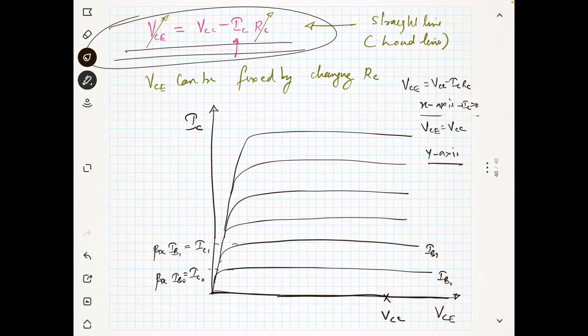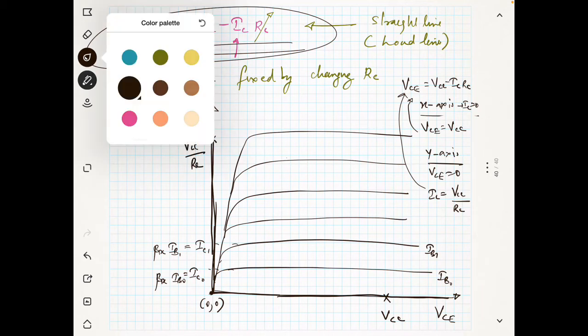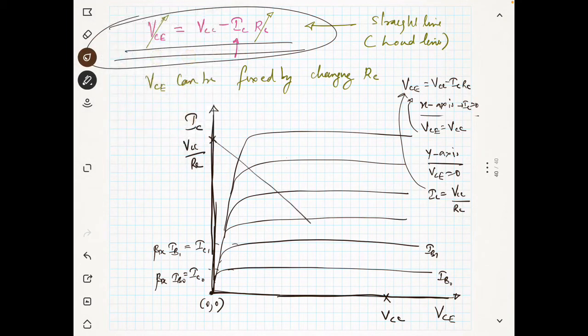Similarly, on the y-axis, we have VCE equal to 0 because this is the point 0, 0. Okay, so VCE equal to 0. If VCE is equal to 0, then what will be IC? IC is equal to VCC divided by RC. You can use this equation for both of them. So you will get some maximum current, VCC divided by RC. Now you can draw a line which is known as the load line. Okay, this is the load line.